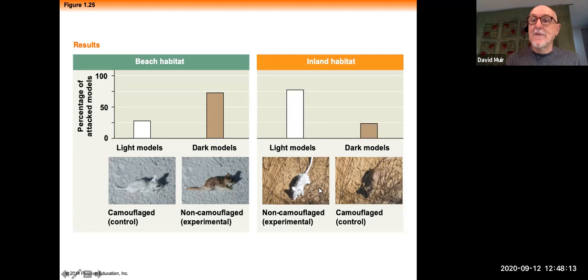But in this case, the camouflaged mouse, here the dark one inland, the light one on the beach, those are the controls, and the two others are the experiment. And it is the presence of control and experiment together that allows us to make a clear conclusion.